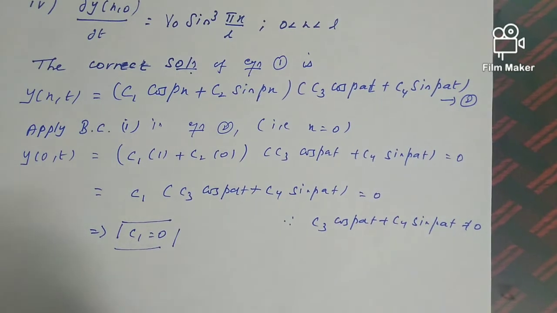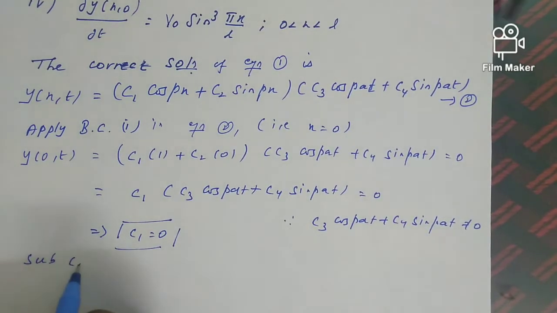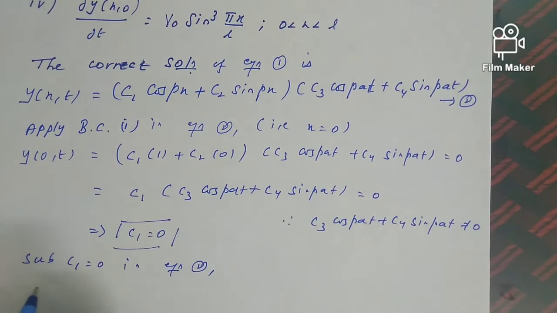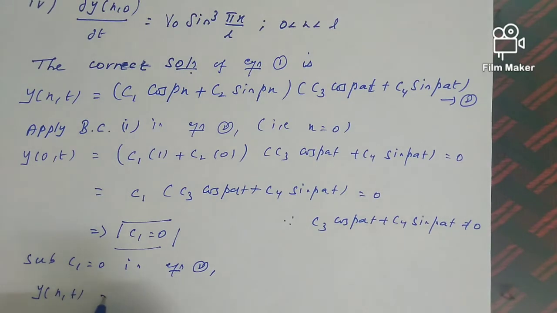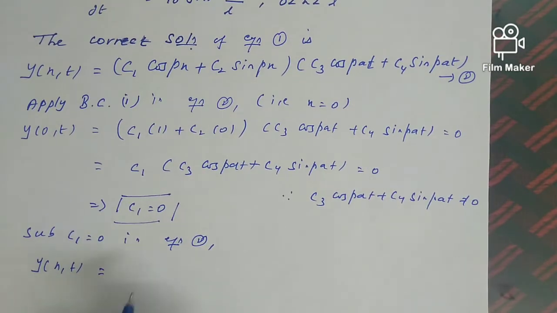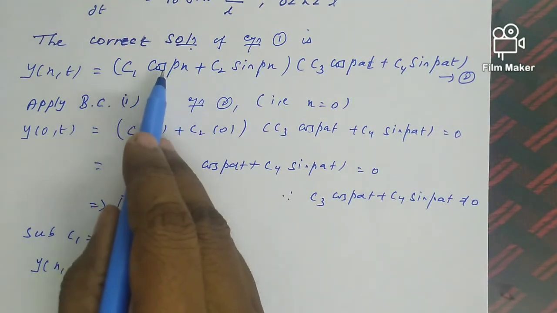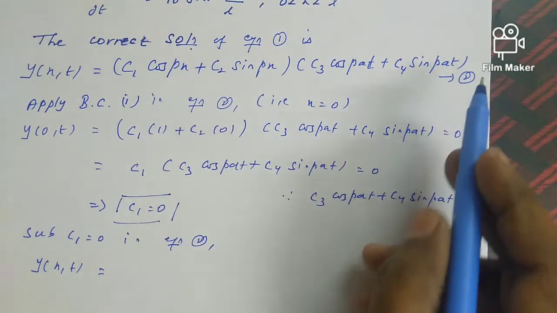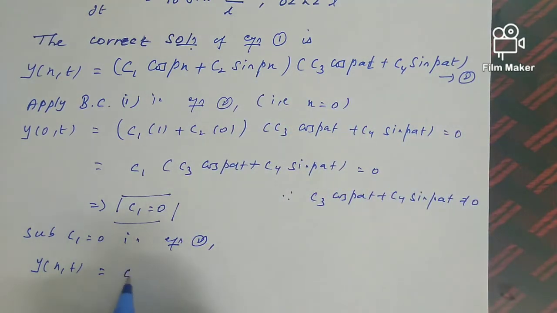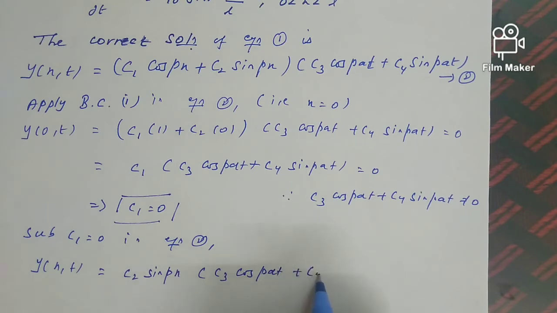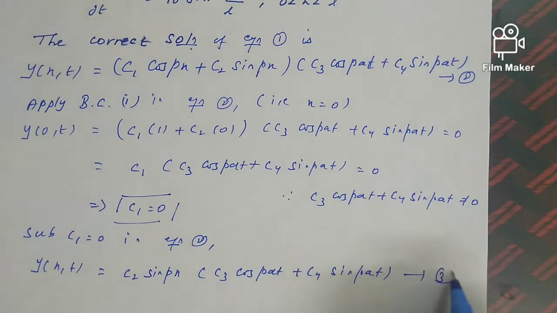So what we have to do? We have to substitute C1 equal to 0 in equation 2. So our displacement function y of x comma t equal to, substituting C1 equal to 0, the whole term will become 0. Only we get C2 sin px into the remaining one. So what is the answer? C2 sin px into C3 cos pat plus C4 sin pat. We can call this our equation 3.